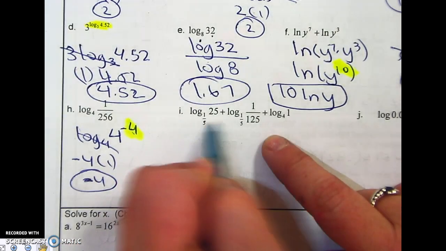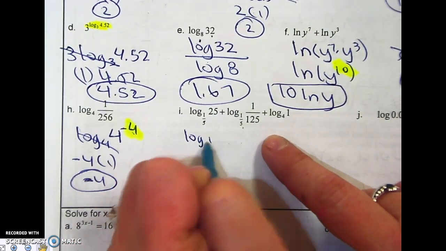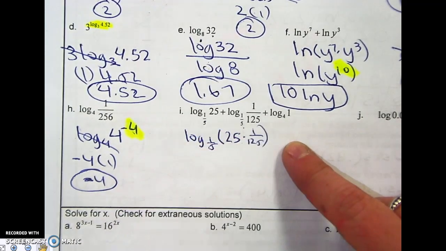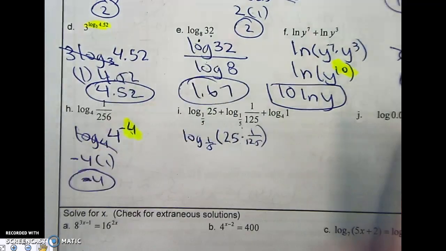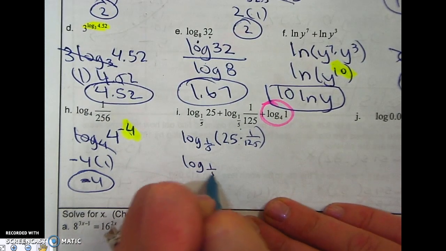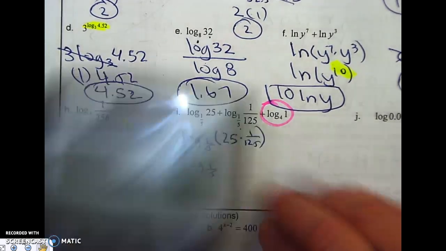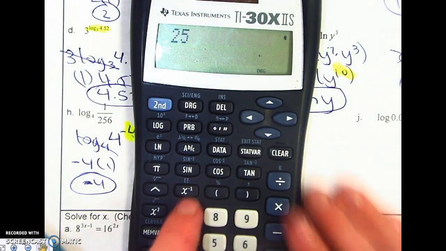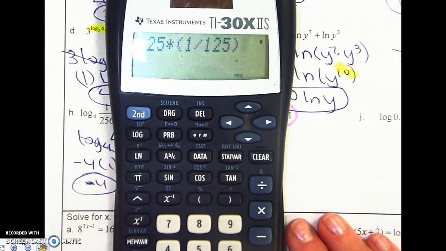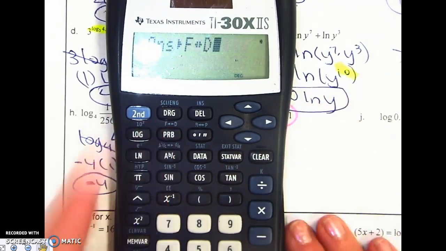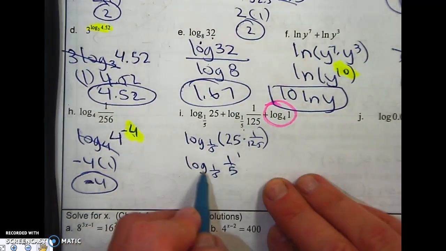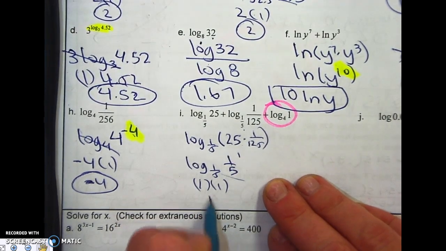Now, you'll notice that these two have the same base, so I can put these two together. 25 times 1 over 125. But that has a different base. So this is a different one I got to deal with at the end. So now it's a log of 1/5 and 25. Now, I know some of you are going to do it in your calculator, so I'm going to show you. 25 times 1 divided by 1 over 25. It gives me a decimal, and then I go second, PRB, and it changes it to 1/5. I think some of you knew that was the answer. So then I get 1 times 1, which is 1.